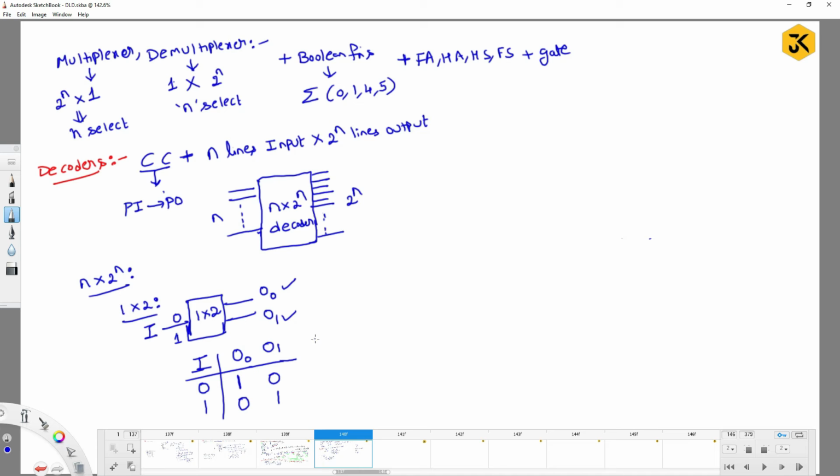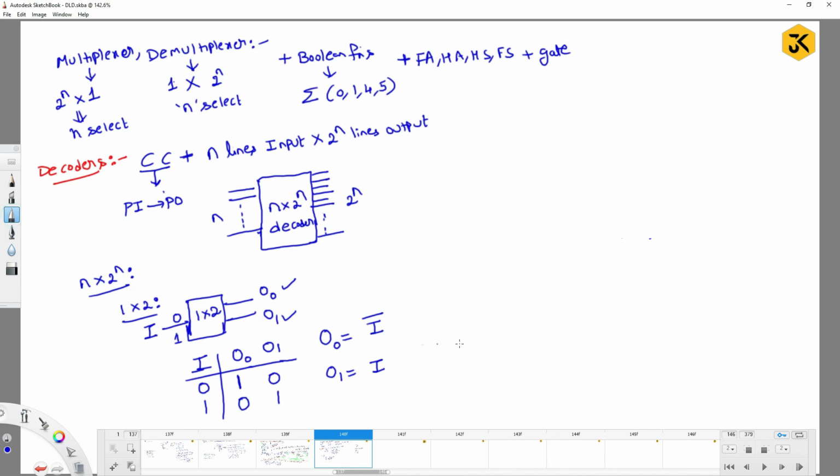So how can we represent this as the O0 equation? O0 equals I bar. Can you write I bar? Similarly, if I take O1, it looks like I. So how do you write this? With the help of K-maps. You can take out some K-maps and write that, which you can directly understand, right?